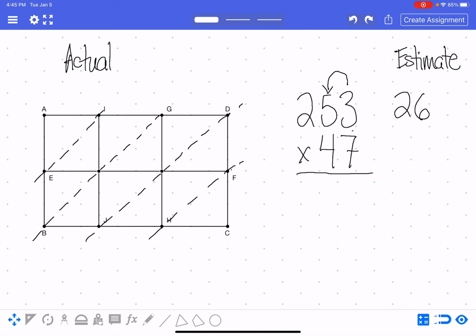So I would estimate 253, and I would round it so that it's now 260. Oh gosh, long day for me. Let's try that again. There we go, so that it is actually 250. Right? Now, the next one is 47. So again, we're going to go over here. The 7 is higher than 5, so we're going to round up, and it's going to become 50.